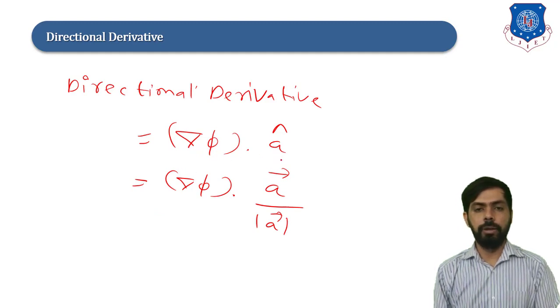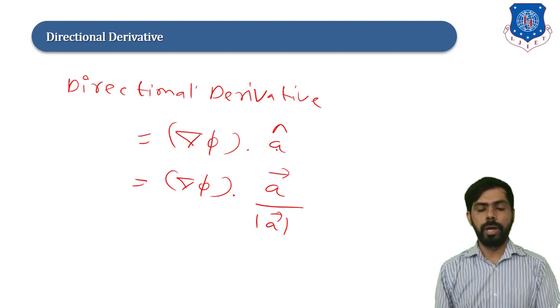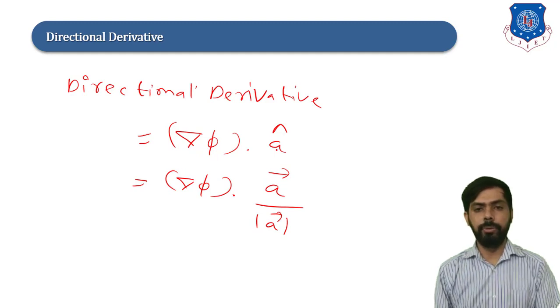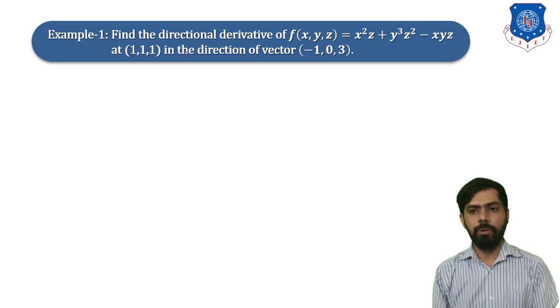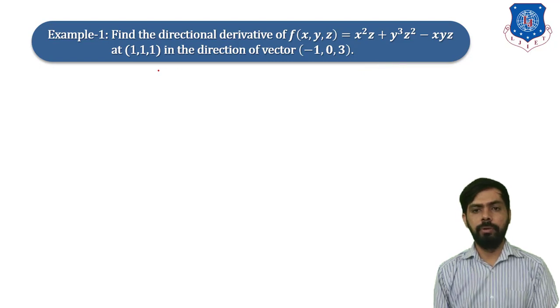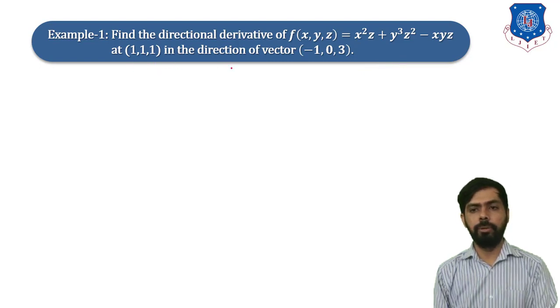So if we have to find the directional derivative, then first of all we will have to find the gradient. Then we will apply the dot product with the unit vector in the given direction. Clear? So now let us discuss an example related to this. First example: find the directional derivative of the function x square z plus y cube z square minus xyz at 1, 1, 1 in the direction of the vector minus 1, 0, 3.